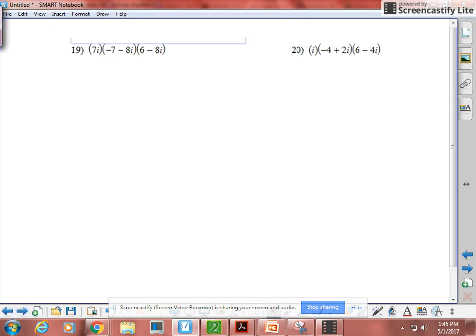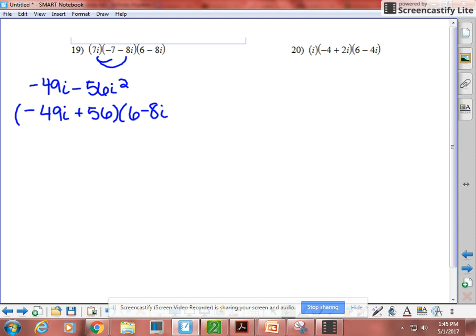So the hardest part is when you have 3 of them. So 3 of them I have to go left to right. So I have to do this first. When I do that, I get negative 49i minus 56i squared. Okay, so negative 49i. Well, this is times negative 1, so it's really going to become plus 56. And then I have to drop down the second one. Okay, so I've already worked with the first 2. Now I'm bringing this one down.